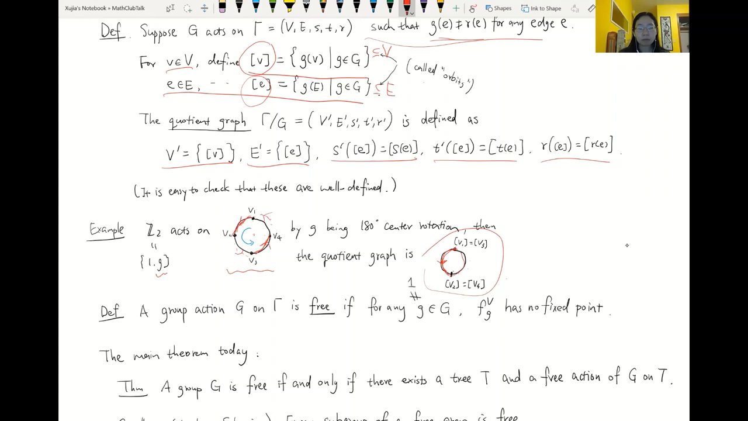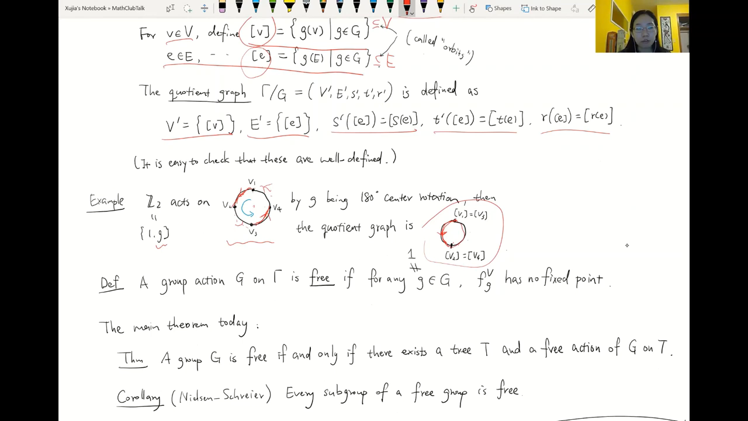We define a group action to be free if for any non-identity element g in the group G, it does not fix any vertex, which means it never maps a vertex to itself. For example, this action here is free because V1 is not mapped to itself by g.